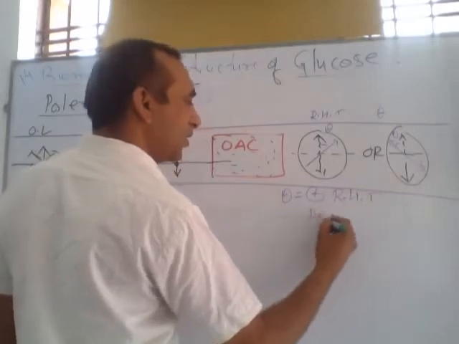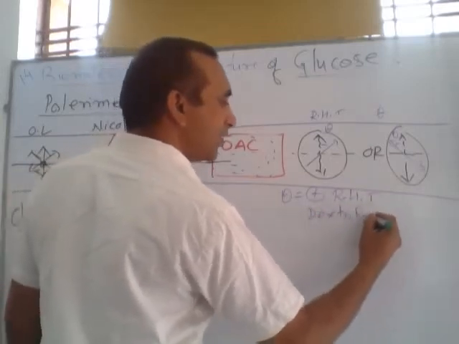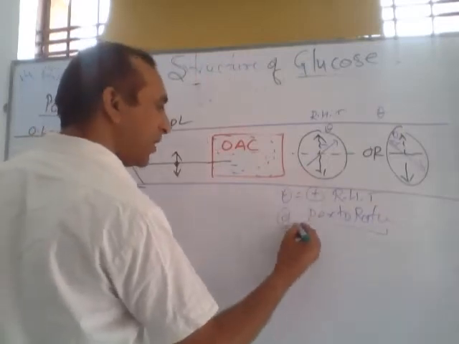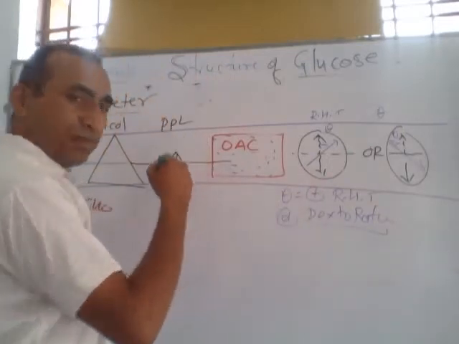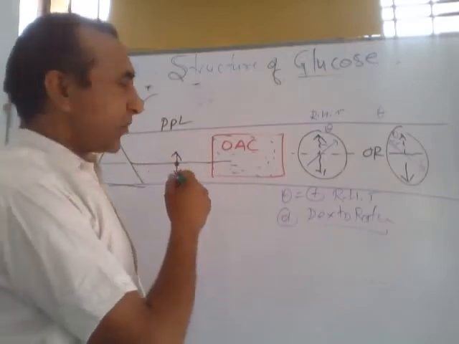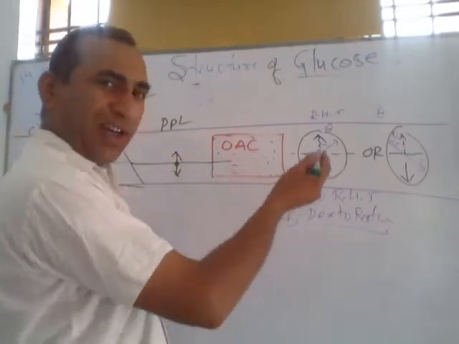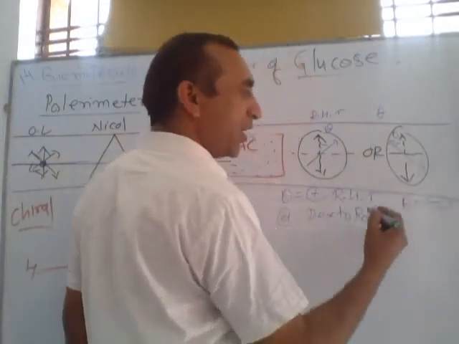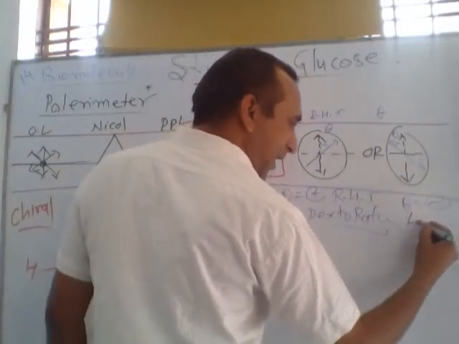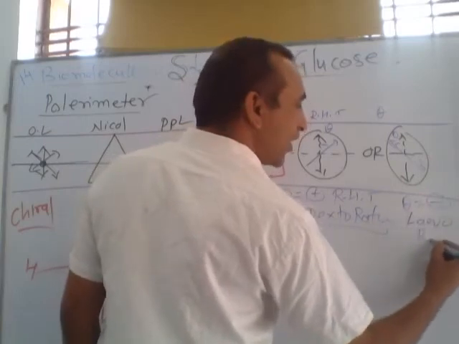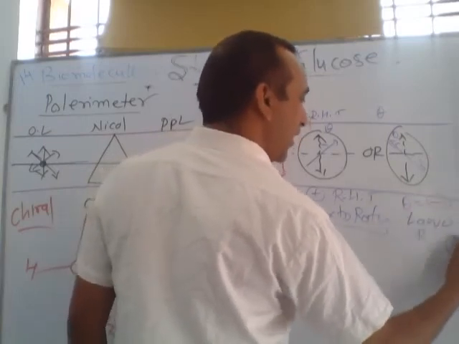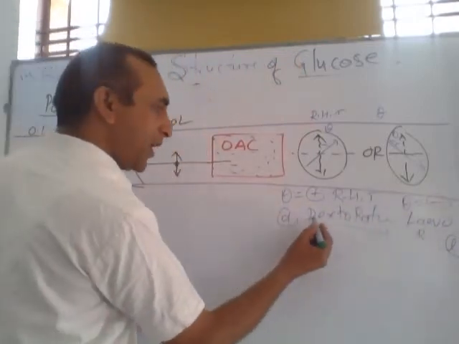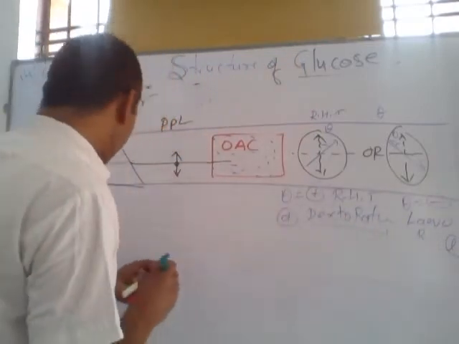This is called dextrorotation, or a dextrorotatory material. We represent it with plus, or small d. If the vibration of PPL is rotated by a compound to the left hand side, theta has a negative sign. We represent it as levo, a levorotatory compound, represented by small l. So here small l means levorotatory, and capital L means dextrorotatory.